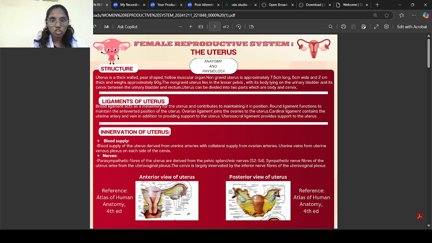The non-gravid uterus lies in the lesser pelvis with its body lying on the urinary bladder and its cervix between the urinary bladder and rectum. Uterus can be divided into two parts, which are body and cervix.